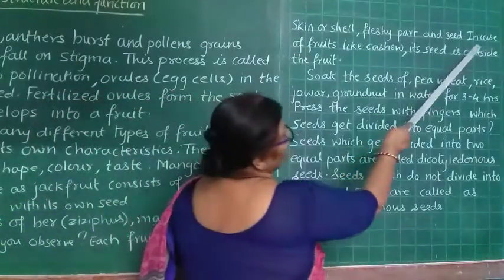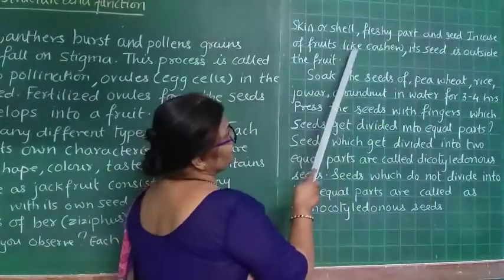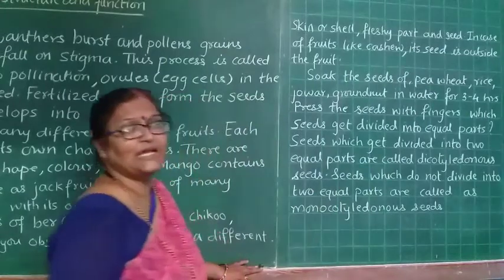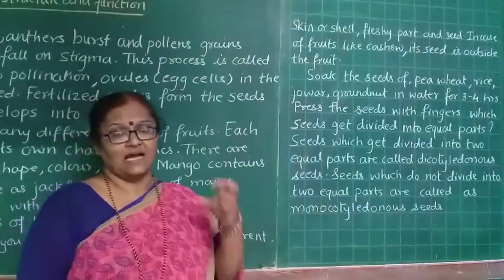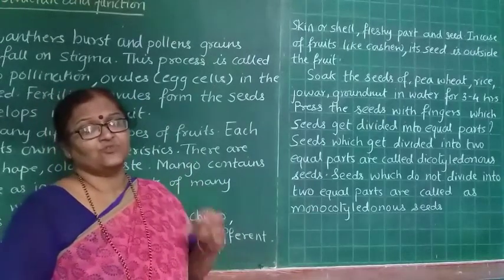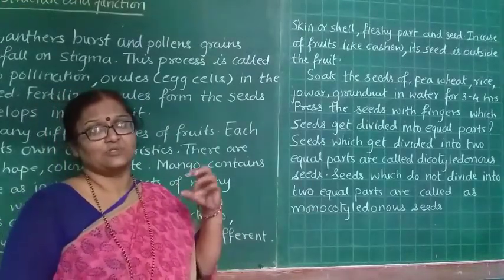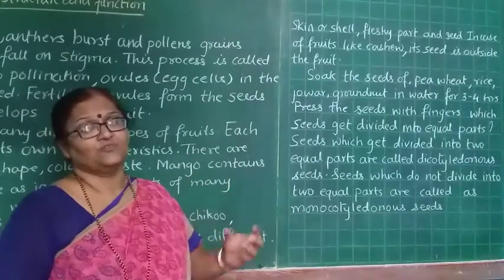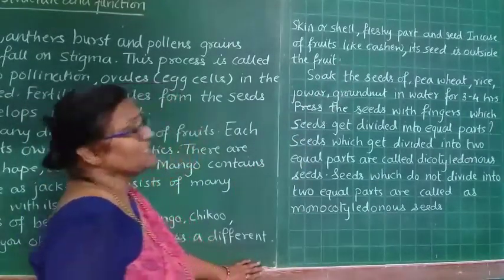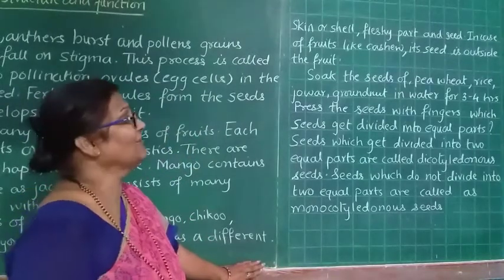In the case of fruits like cashew, its seed is outside the fruit. Sometimes the fruits have the seeds inside them, or sometimes the fruits have the seeds outside the fruit. For example, you can see the cashew, which has the seed outside the fruit.